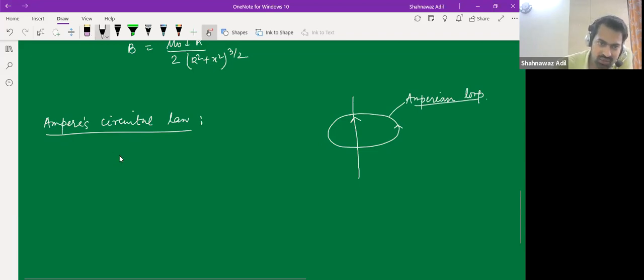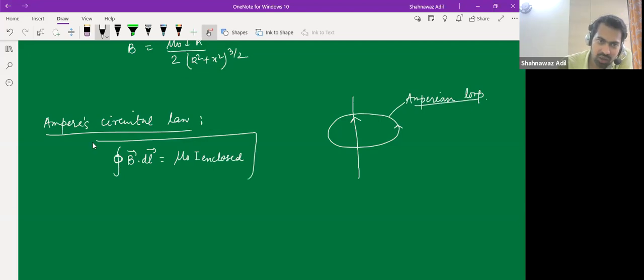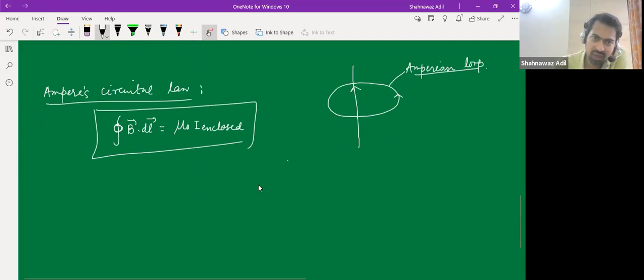It says that when we take the closed loop, the line integral of the magnetic field will give us mu naught times the current enclosed. So this is what we call Ampere's circuital law, right? And can you guys tell me, you have heard about Gauss's law, right? So what was Gauss's law?